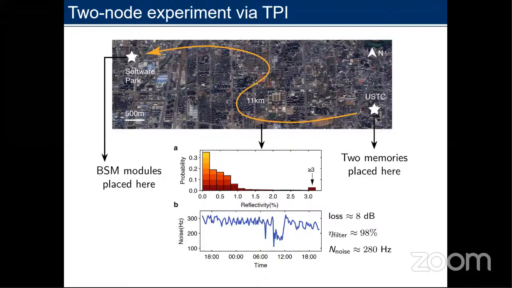We first perform a two-node experiment via two-photon interference. The two quantum memories are located in one lab in the east campus of USTC. The two single photons are sent to a remote station in Hefei Software Park. There we perform Bell state measurement and photon detection. Fiber distance between the two locations is 11 kilometers. Thus, the fiber distance between the two memories is 22 kilometers. The overall fiber attenuation is about 8 dB. The polarization drifts of the fibers are actively stabilized.